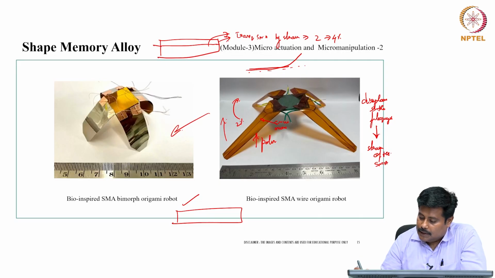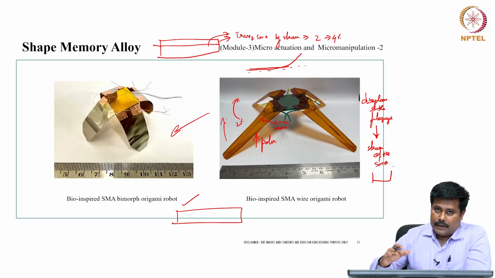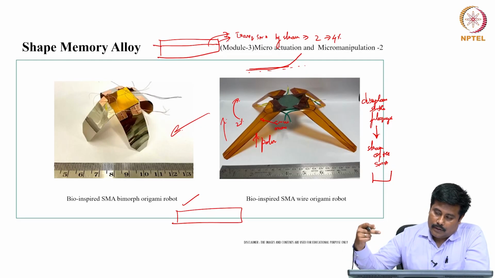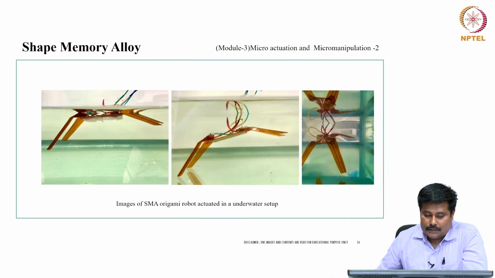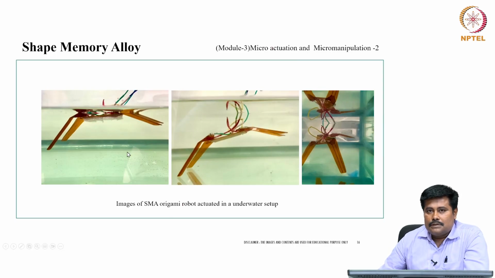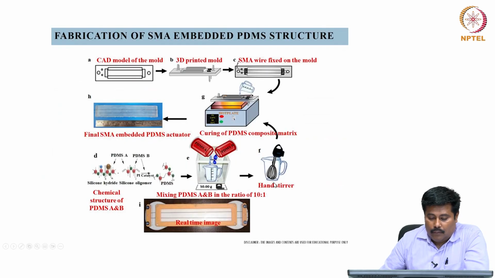Once the SMA wires are strained, the composite is encapsulated on this, or in certain cases people strain the SMA wire and then encapsulate it. So these are some SMA based composite structures which are being incorporated. It's an SMA based origami robot which is actuated in an underwater application. Of course, we will discuss more about this in the biomimicking module.